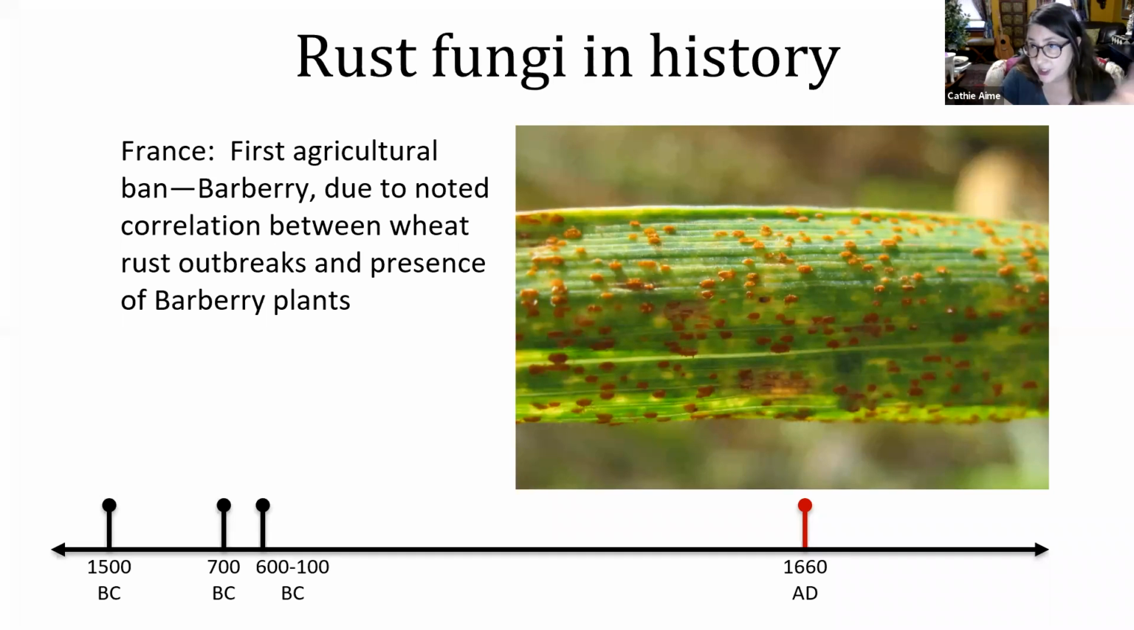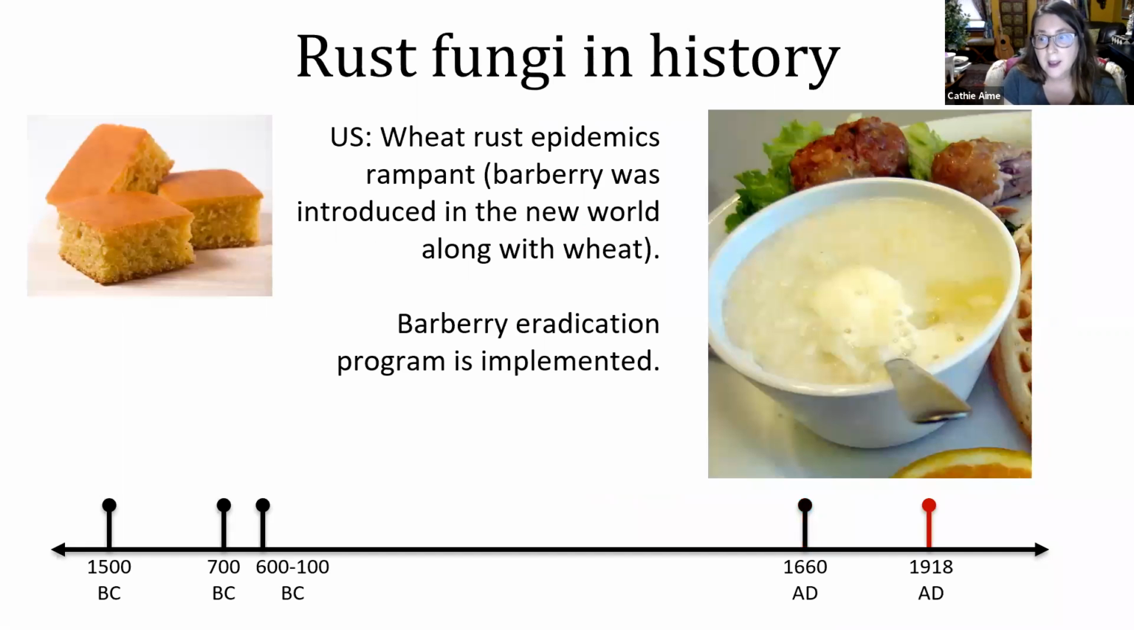So without even understanding the mechanism, they instigated the very first agricultural ban that we know of, and that was a ban against barberry in France, and it was largely successful in preventing these big epidemic outbreaks.